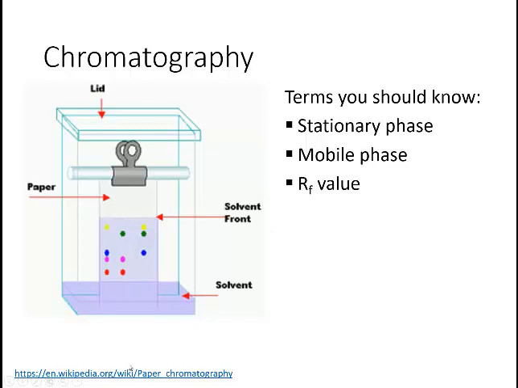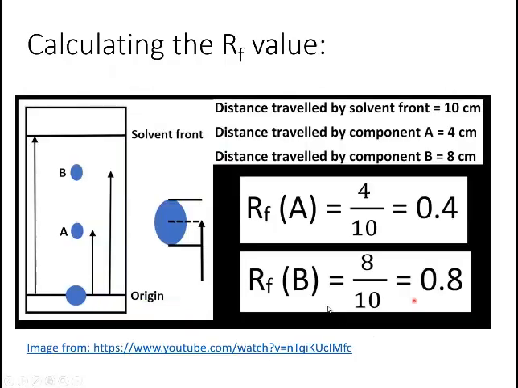So we do that with something called an RF value, right? And so for the RF value, we measure the distance that the spot travels, and we measure it to the center. And we divide that by the distance that the solvent travels. So we're getting a ratio, right? And so it should not matter how long your paper is or how far your solvent is, right?